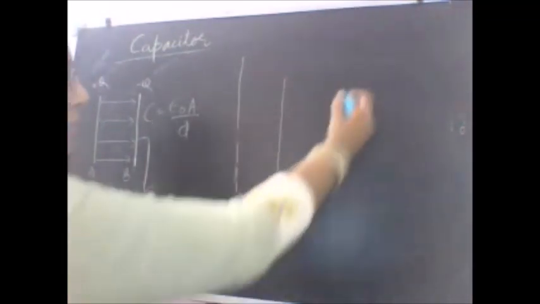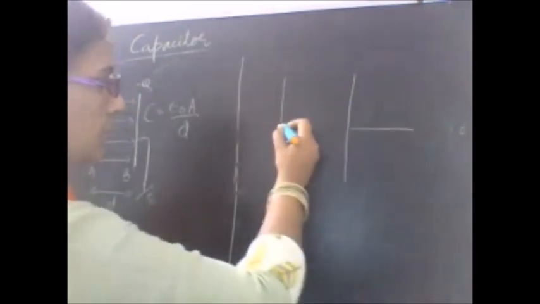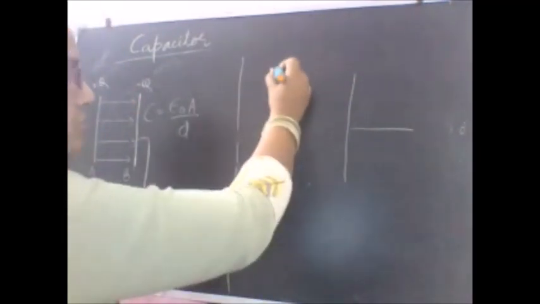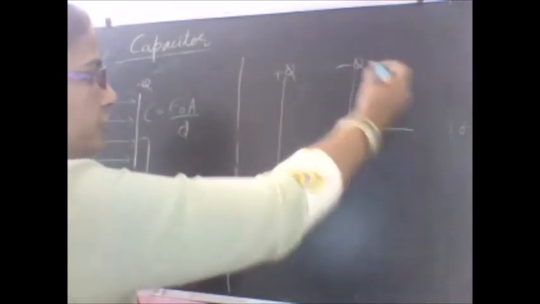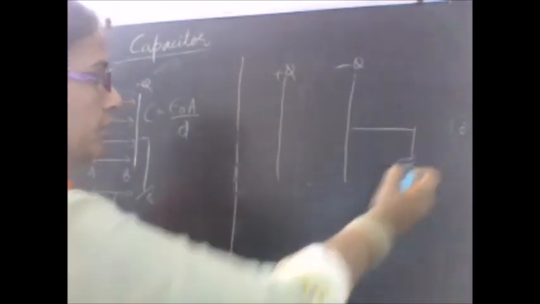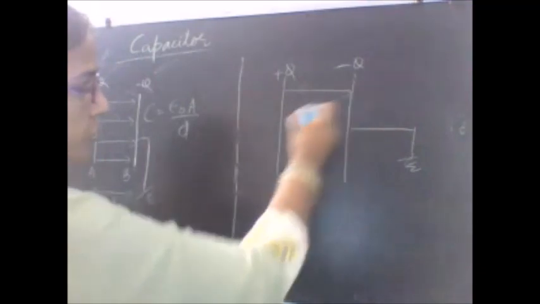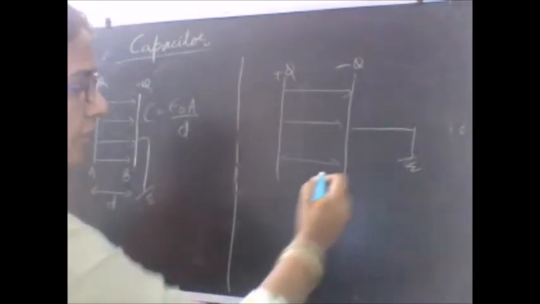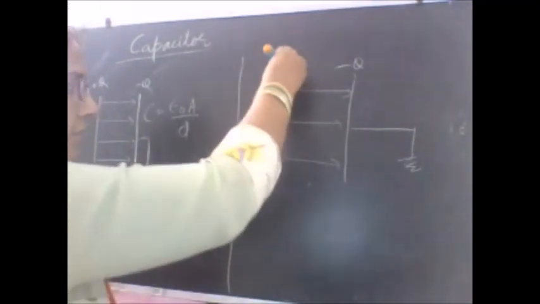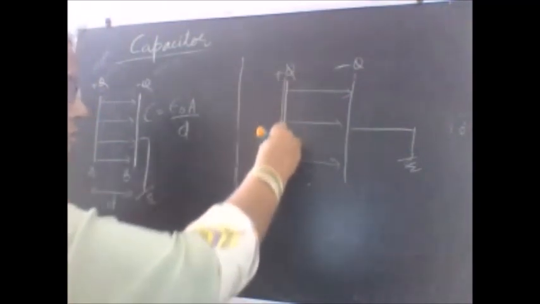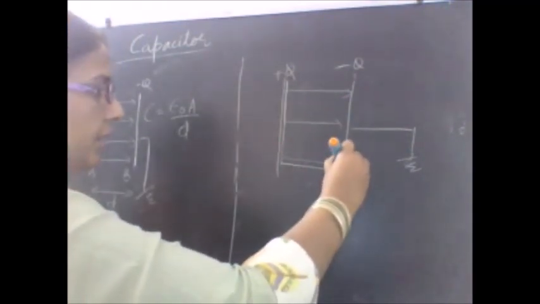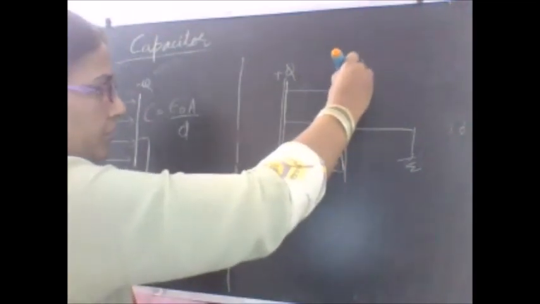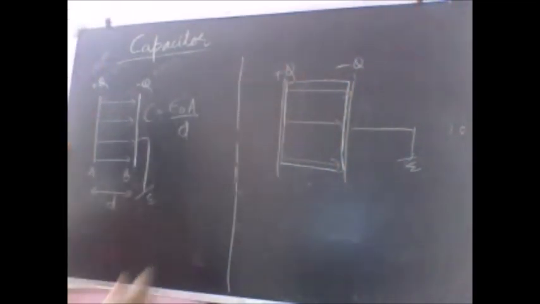Now let us take another example. A parallel plate capacitor, and we are taking this charge plus Q and this charge of course minus Q, and this is grounded, and the electric field of course is from positive to negative. And what we have done here is we have introduced a dielectric medium. What is a dielectric medium? A dielectric medium is an insulating medium. In the insulator we don't have free charge, all the charges are bound charges.